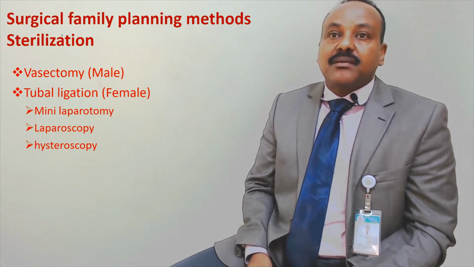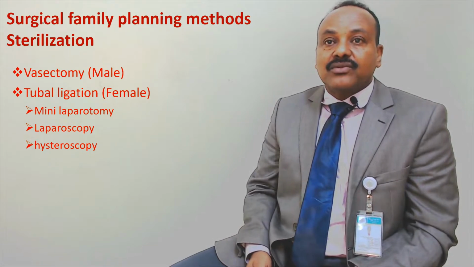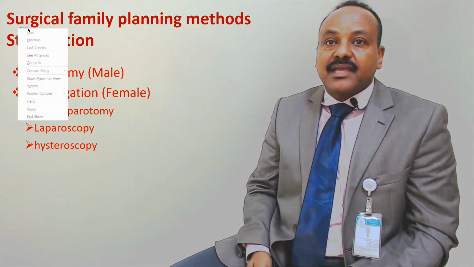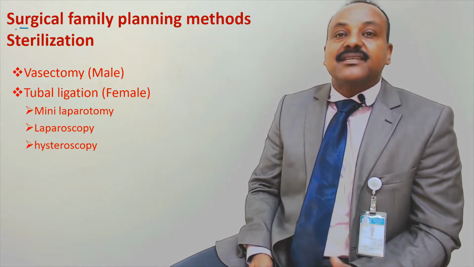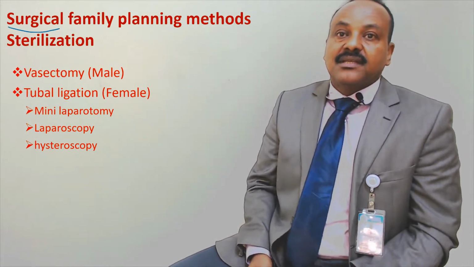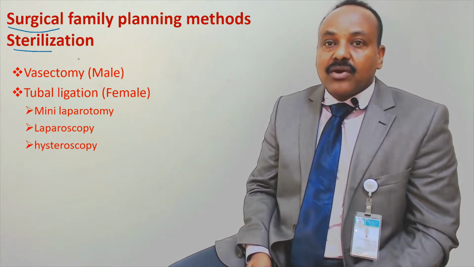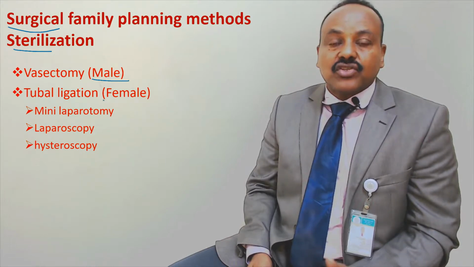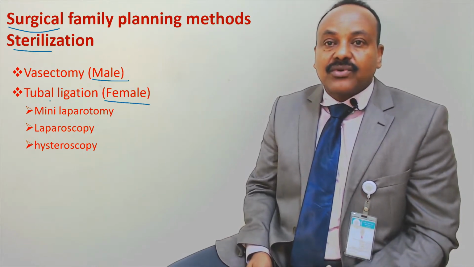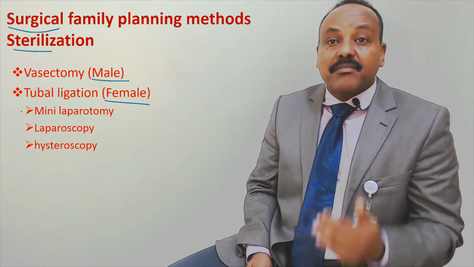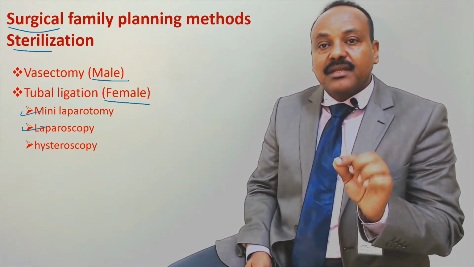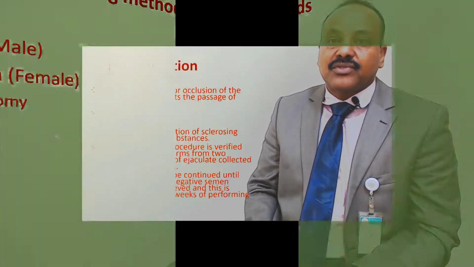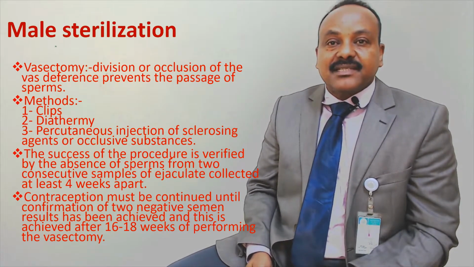Now, as I told you in the last slide, I am going to talk also about surgical family planning methods, like sterilization. This is either for male or female: vasectomy for male, tubal ligation for female. Female sterilization can be done by mini laparotomy, a small opening in the abdomen, or through laparoscopy, or by hysteroscopy.